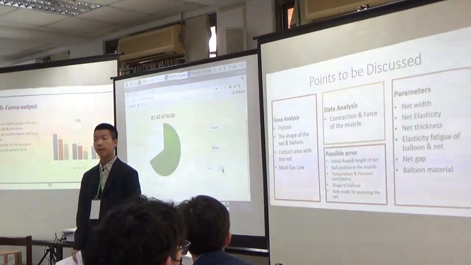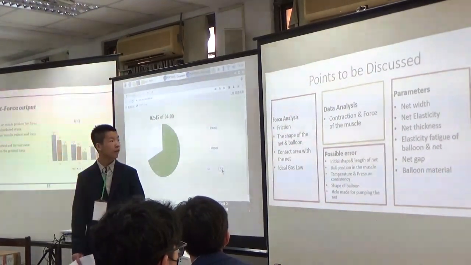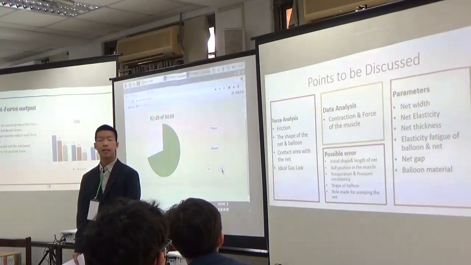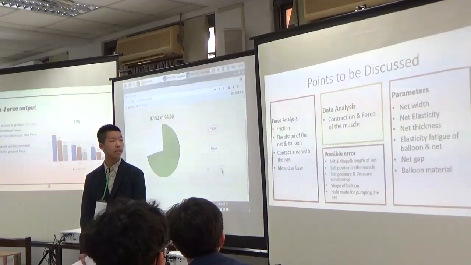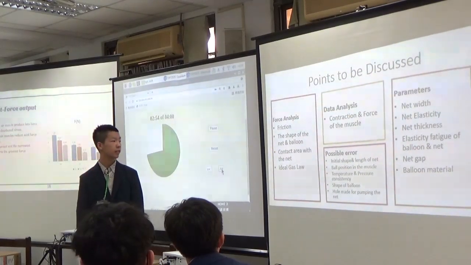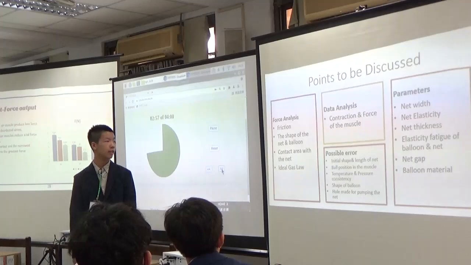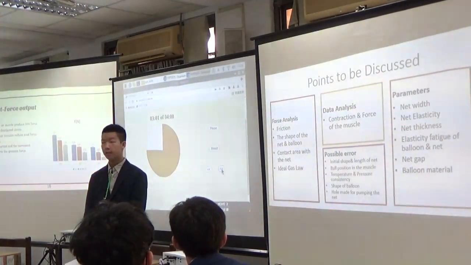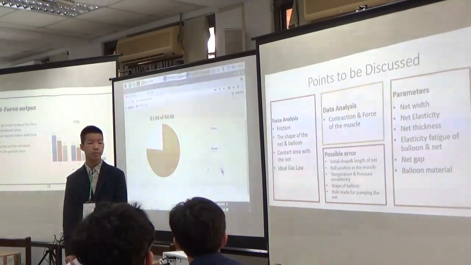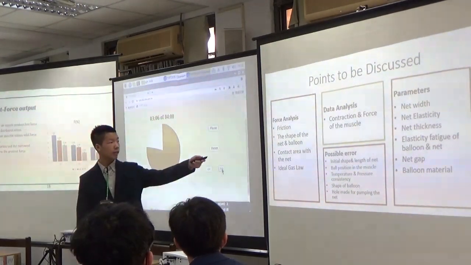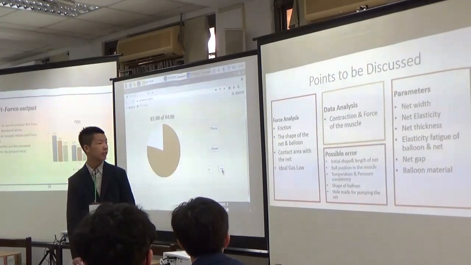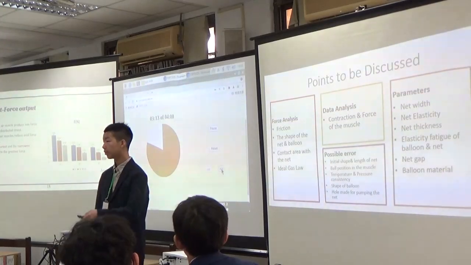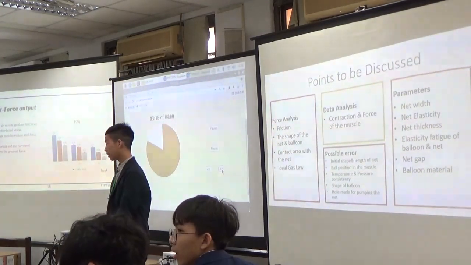And next are the parameters. The reporter did not discuss some parameters like the net elasticity and the thickness of the net, and also the elasticity fatigue of the balloon and net, because elasticity fatigue may happen after you pump the balloon many times. And next is the gap of the net. And finally, the different materials of the balloon. The opponent wants to skip the section.